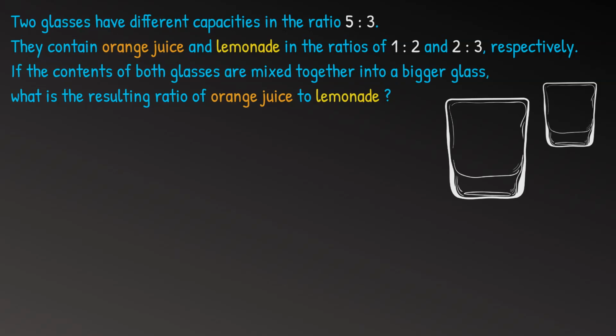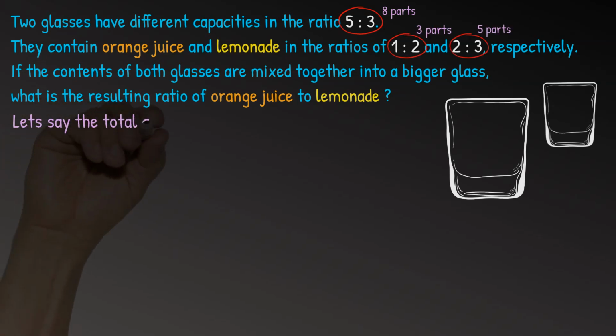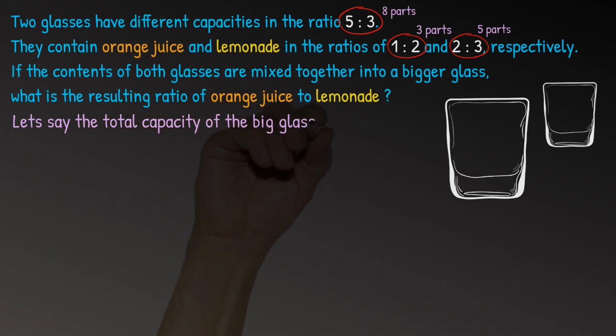Now at first glance, the second question looks almost identical, but there's one very important difference, and that is that the capacities of the glasses are different. They are in the ratio 5 to 3. Now the ratio 5 to 3 means there are 8 parts, so this time I want to pick the capacity for one of the glasses that's divisible by 3, 5 and 8. Therefore, let's say that the total capacity of the big glass is 2,400 millilitres.